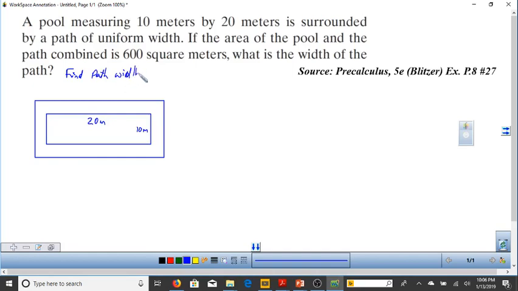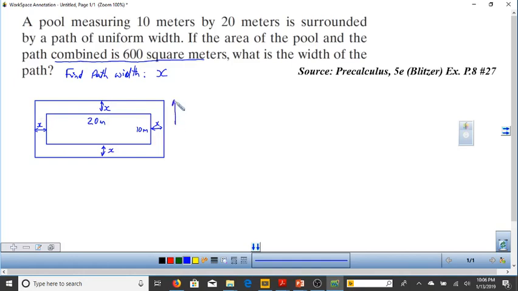So remember now, the first thing you want to do is ask what is the question asking for, and you draw diagrams or use tables to help you to organize that information. Now let's explore it to see what information is given. The diagram tells us that the dimensions of the pool is 10 by 20, and if the area of the pool and the path combined is 600 square meters, then that means the whole coverage, because area is the covering of the surface, total amount of surface covering.